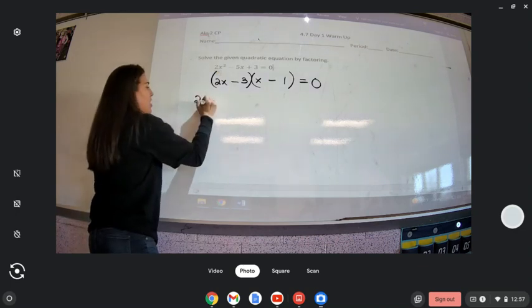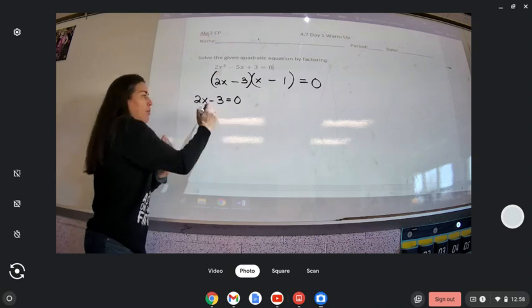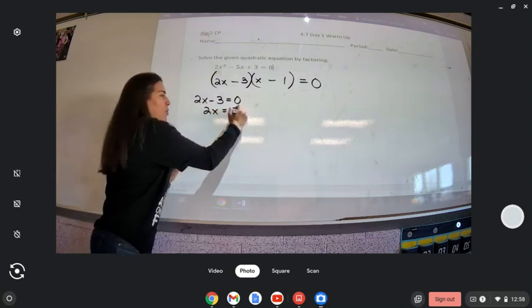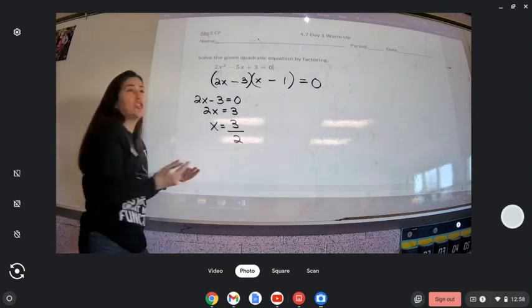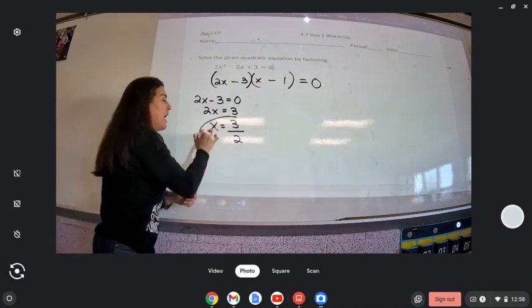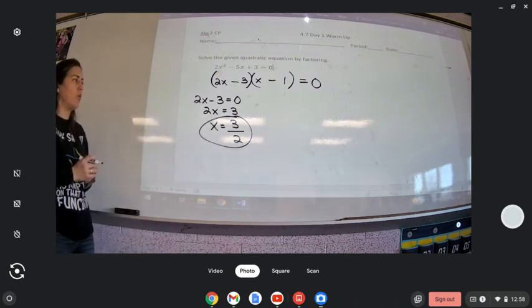What's it going to take in order for 2x minus 3 to become our 0? Add 3, and then divide by 2, and x will be 3 over 2, which is about 1.5. So 3 halves is one of our 2 answers to this degree 2 quadratic equation.